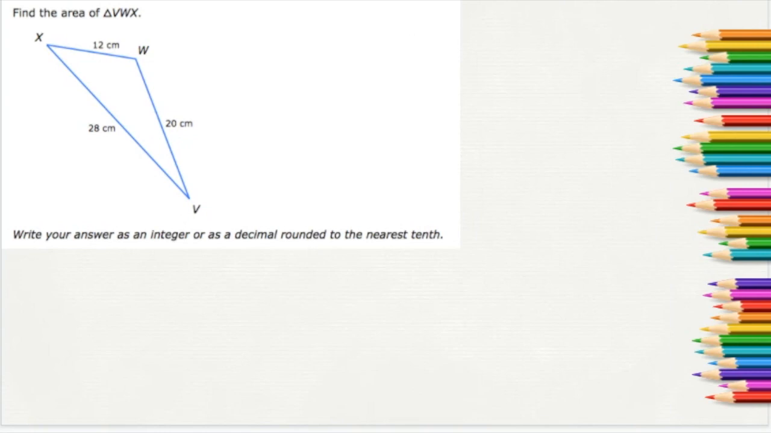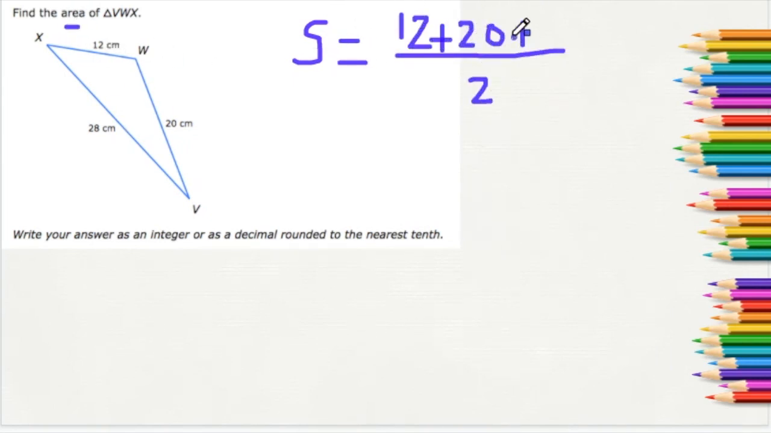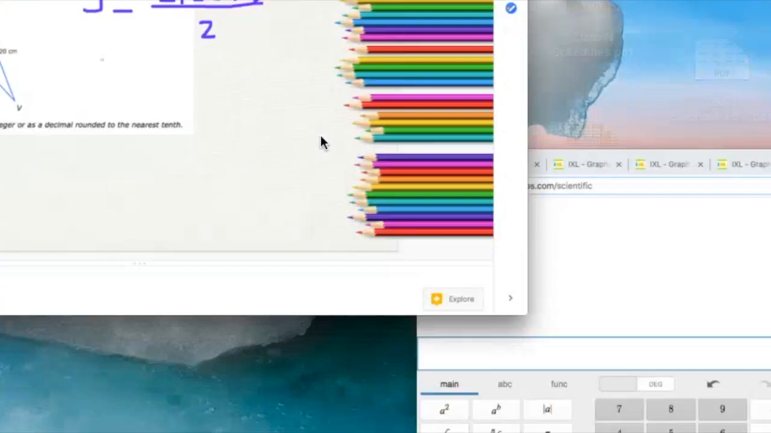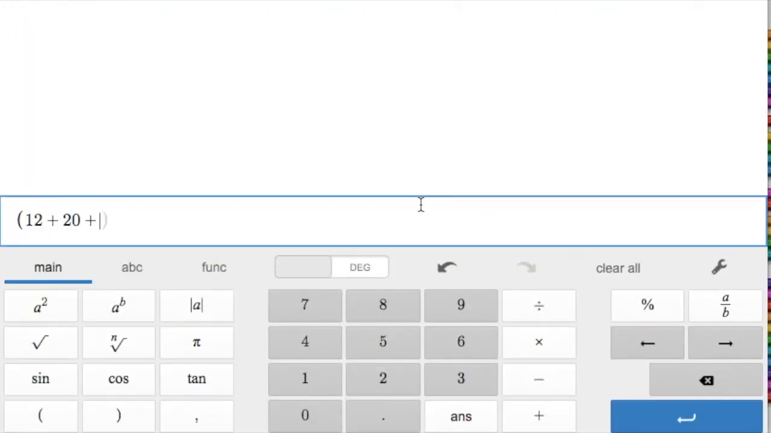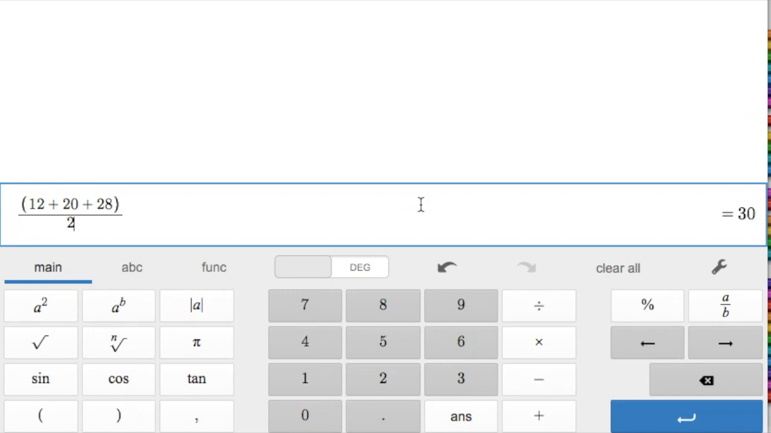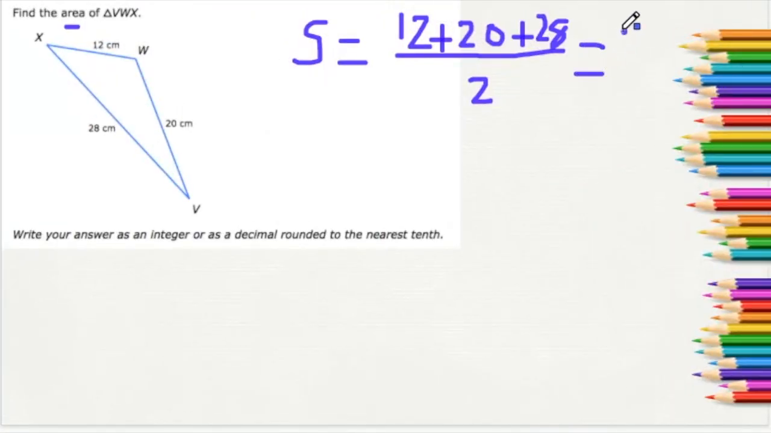Here's our example. We have 3 sides. Let's find S first before we find the area. So 12 plus 20 plus 28 divided by 2. And we can easily find that with Desmos, or you could do it in your head. It is 30, so S is 30.